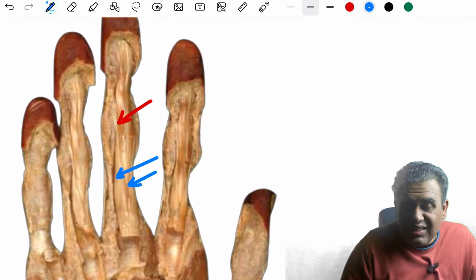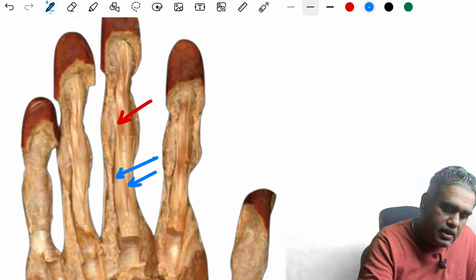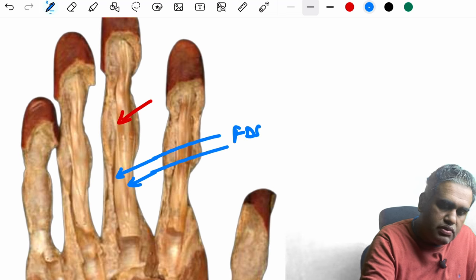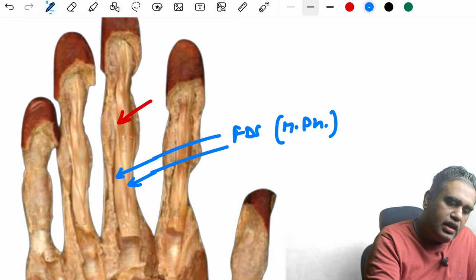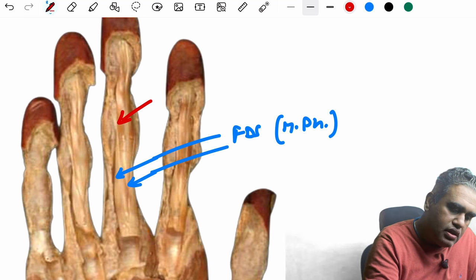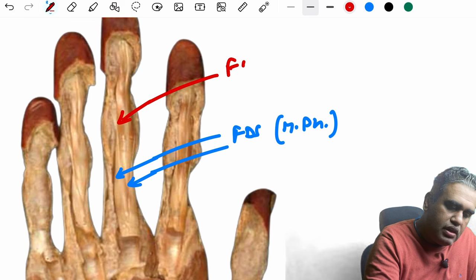The two blue arrows are the split tendons. They are the split tendons of what? FDS, which goes to the middle phalanx. The red arrow over here is going till the distal phalanx. This is our FDP that goes to the distal phalanx.